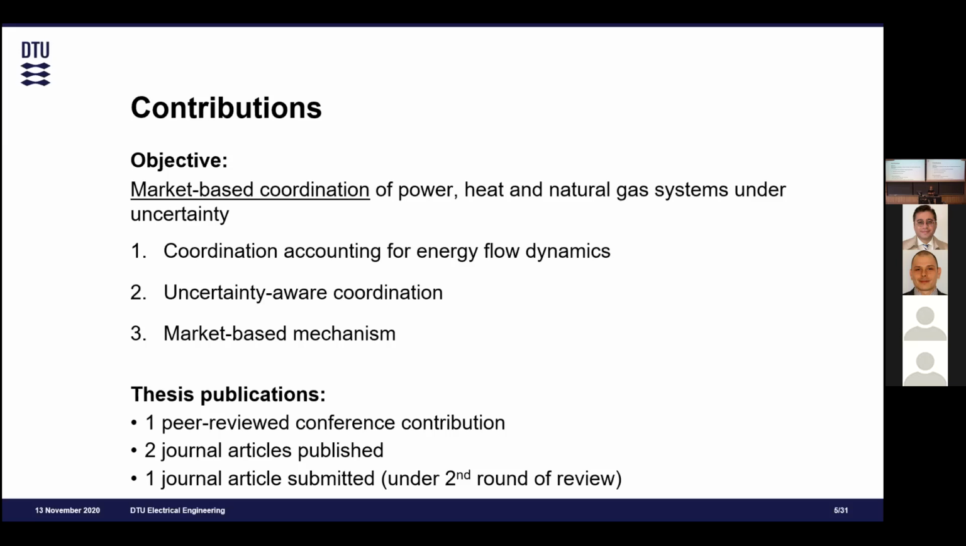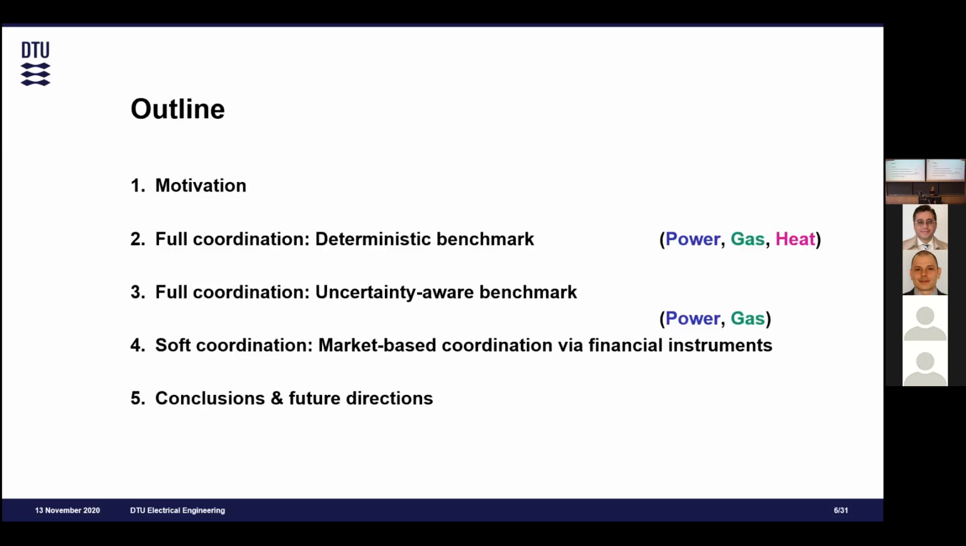And this thesis and also the presentation summarizes 4 publications and 1 peer-reviewed conference contribution, 2 journal articles that have been published, and 1 journal article that is currently under the 2nd round of reviews. So after this brief motivation, I'm going to discuss first the ideal benchmark models of full coordination, first in a deterministic and then in an uncertainty-aware manner. And afterwards, I'll show our proposed soft coordination approach, which includes financial instruments in power and gas markets. And finally, I conclude and give some ideas about future directions for research.